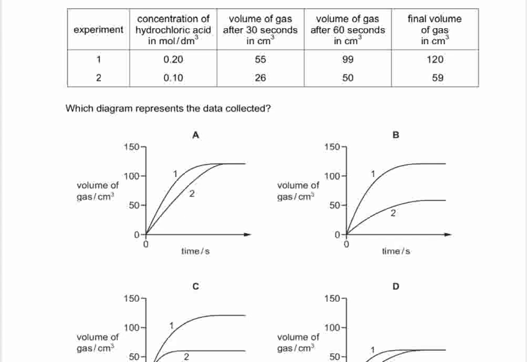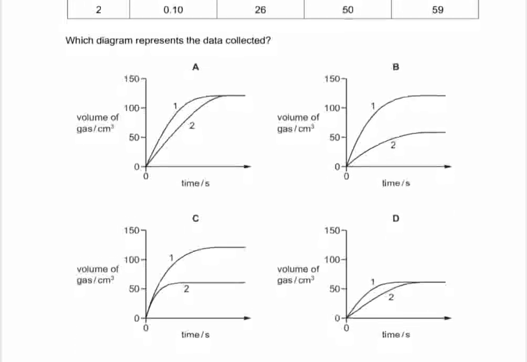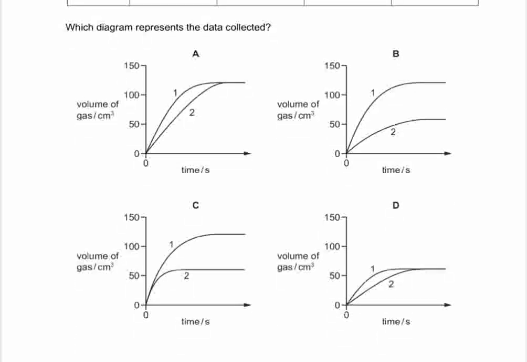And then we have the volume of gas at 30 seconds: more hydrochloric acid, more gas. At 60 seconds we have 99, and then 120. And you can see clearly that for carbon, the gas release in the second set is less as compared to the first one. So for all of the three options, you can check out B and C, because A and D can't be correct because the end release of gas shows the same values, which is not happening there. So we need to check out B and C.